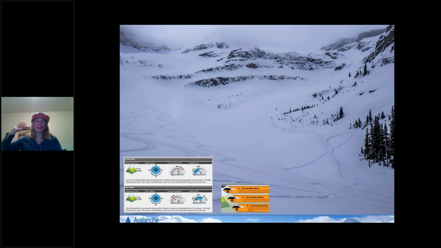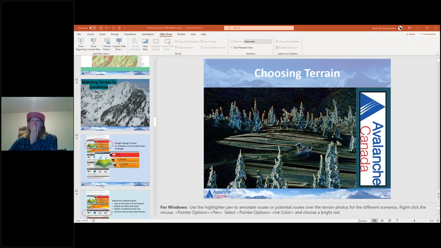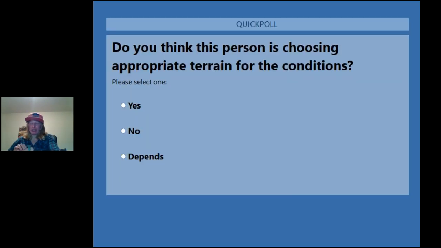I'm going to run one last poll just for fun. What do you guys think about this person here? Are they making a good choice for the conditions with this type of problem? So we have a loose wet slab problem. See what you guys think. One last poll, see if you guys are still awake.